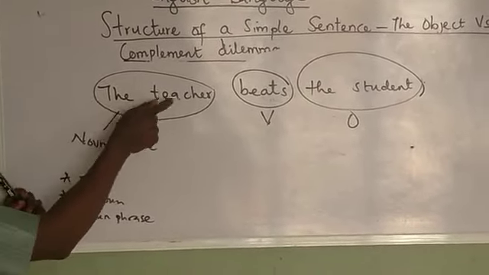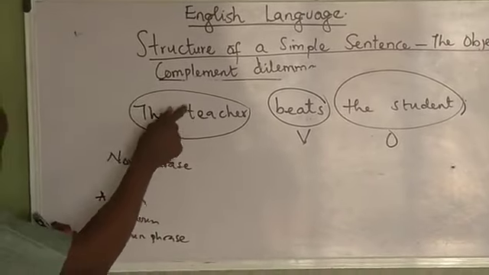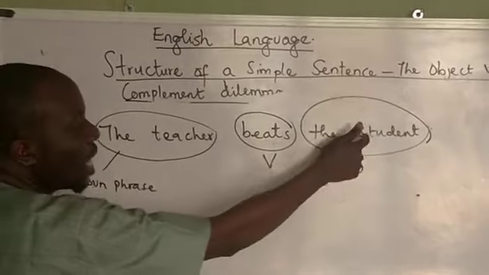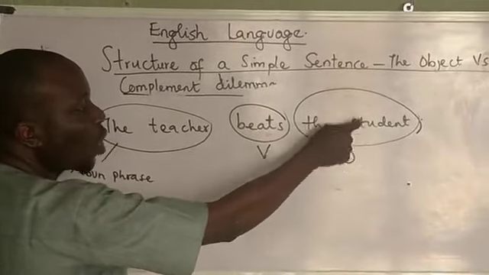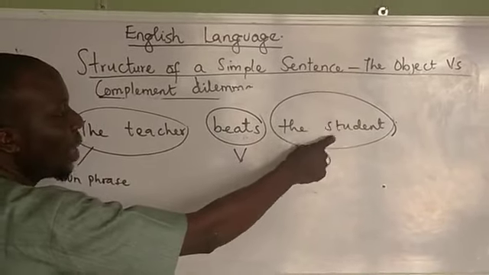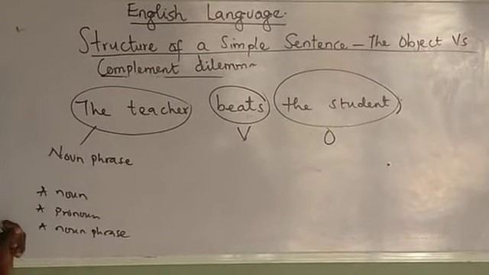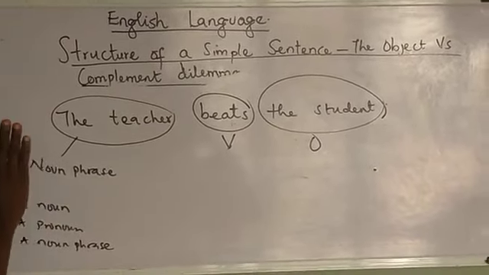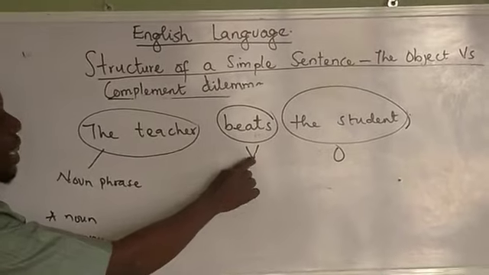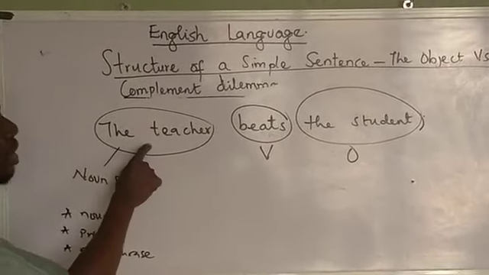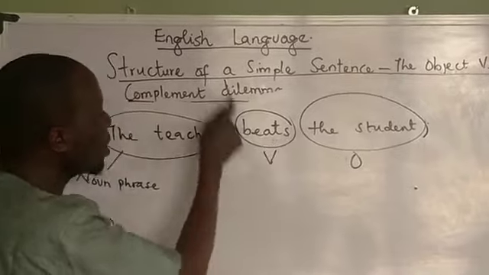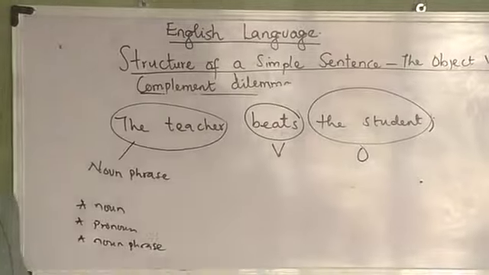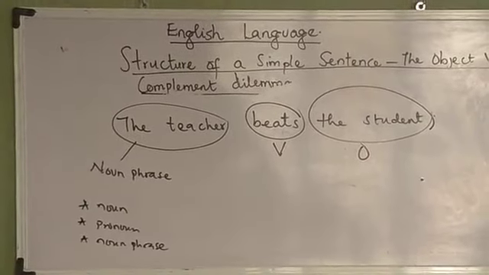Look at this sentence structure. The teacher performed the action. What was the action performed by the teacher? Beats. The students received the action. What was the action received by the students? Beats. So, in short, the verb will tell us the action performed by the subject or the action received by the object. That is what a verb tells us.